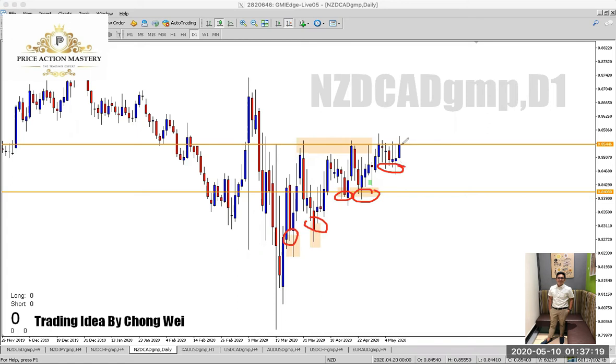So I'm seeing that, but the seller is defending at the same area. What I'm seeing is the market is able to break upside. If the market is able to break upside, then it can go very high. So this will be the first high.